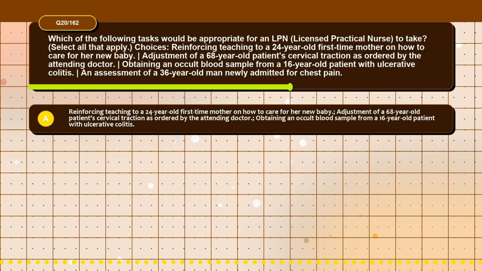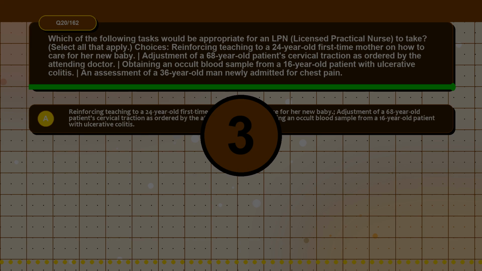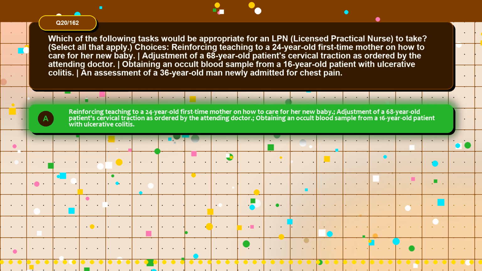Here are the options. Option A. Reinforcing teaching to a 24-year-old first-time mother on how to care for her new baby. Adjustment of a 68-year-old patient's cervical traction as ordered by the attending doctor. Obtaining an occult blood sample from a 16-year-old patient with ulcerative colitis. The correct answer is option A.